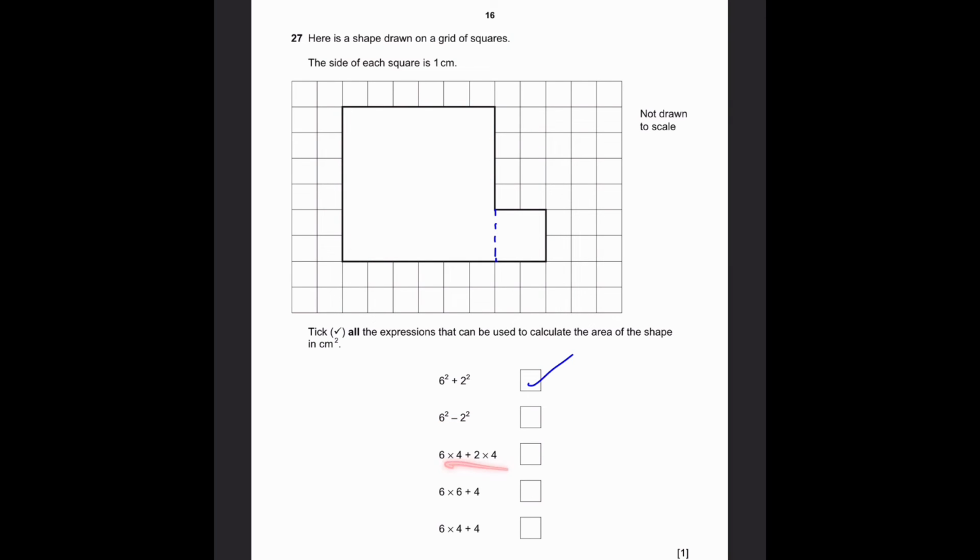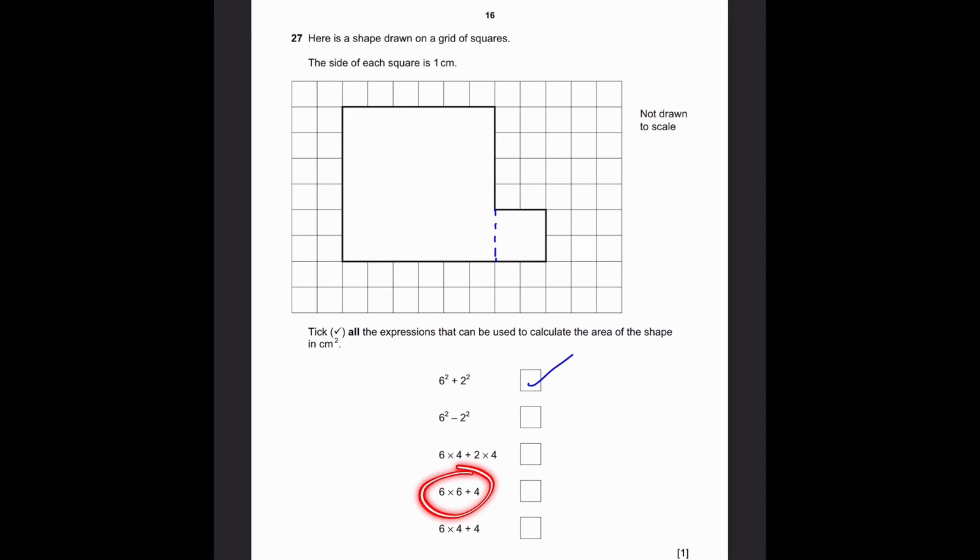Next, 6 times 4 plus 2 times 4. Well, this is wrong, because how are you going to make a rectangle with length 6 and width 4, and length 2 and width 4, to fill the whole thing? This will be length 6 and width 4, this will be length 2 and width 4, or you can do it length 4 and width 2. It's the same thing, same rectangle. There's this much space left, we need to cover this as well.